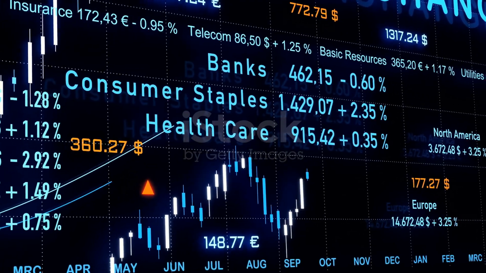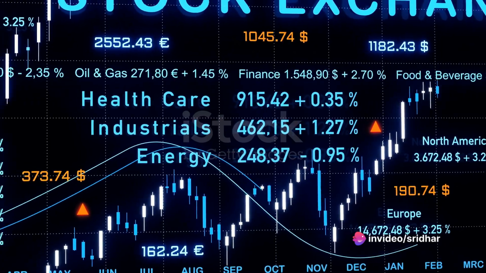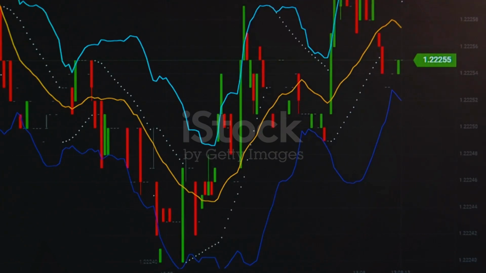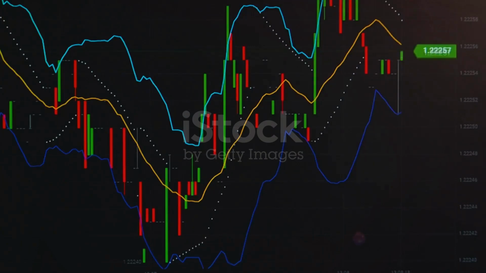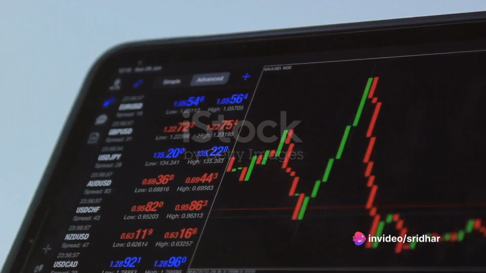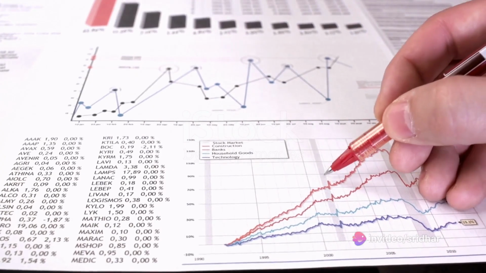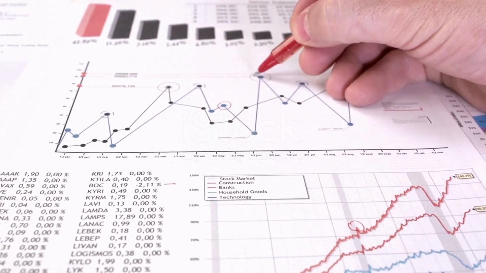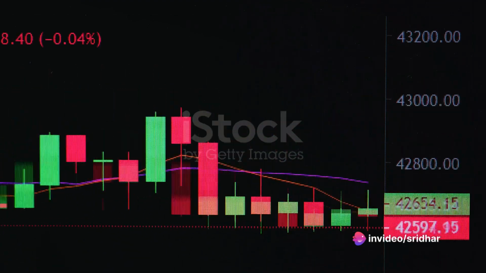So, how do we use these extension levels? They can be especially useful in setting profit targets. For instance, if the price retraces to a Fibonacci retracement level and then starts moving in the original direction, we can use the extension levels to anticipate where the price might go. If the price reaches an extension level and shows signs of reversal, it might be a good time to take profits. Remember, the market is unpredictable and often influenced by factors beyond the scope of technical analysis. Therefore, Fibonacci extensions should be used in conjunction with other technical indicators for the best results.